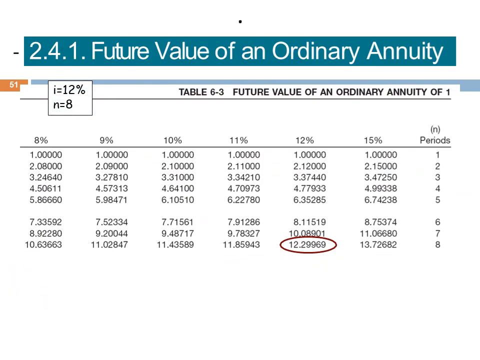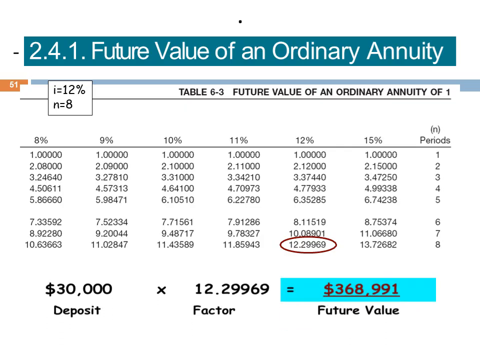Let us see our table. Then our factor is 12.29. Using this factor value, our deposit is 30,000, and the future value is $368,991. This is how we can calculate it easily. We can also calculate using these formulas.